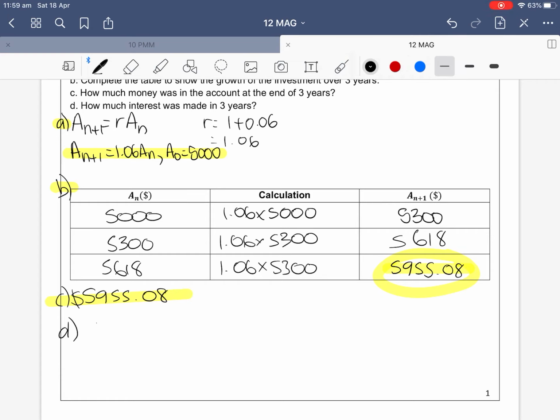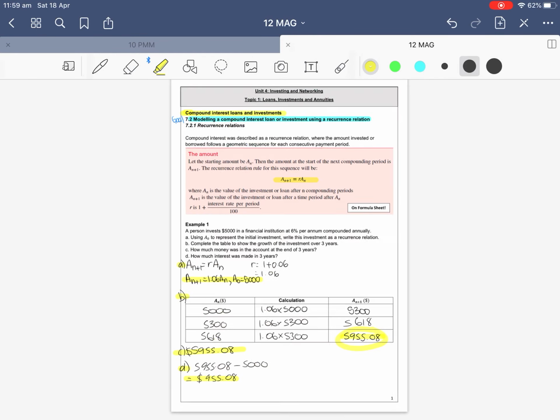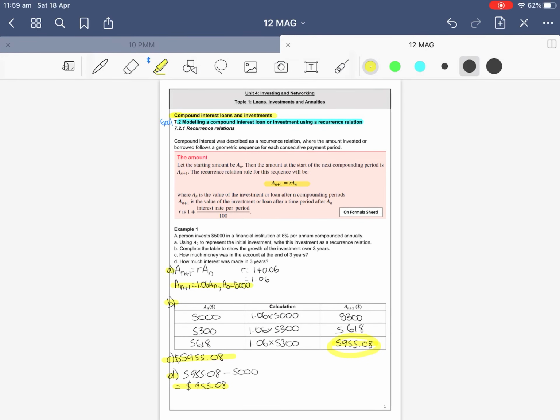Okay, so we're going to go 5955.08 minus 5,000, and that's going to give us a total interest of $955.08. And that's our answer to part D. So make sure you take the time now to pause, write all that down if you haven't already, and we'll move on to our second example on the next page.